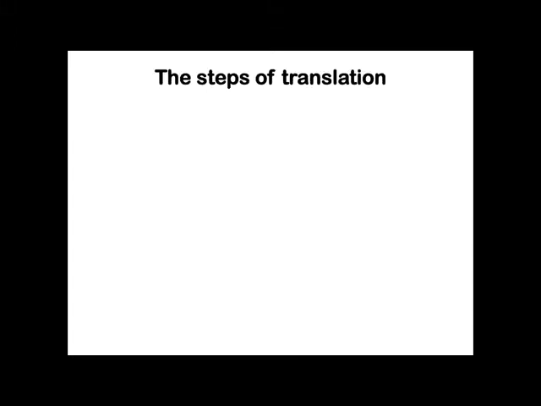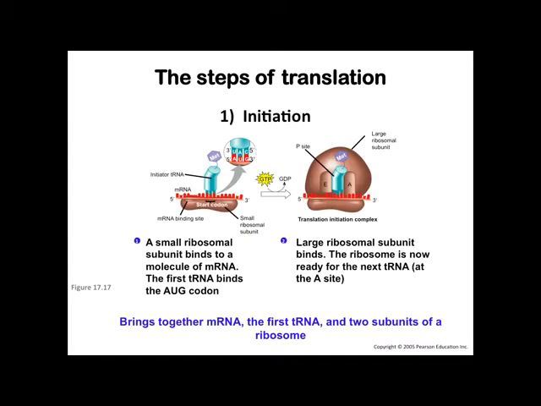So we can break translation up into 3 steps. Just like we were able to break up transcription into 3 steps, we can break translation up into 3 steps. The first step of translation is initiation. When the RNA is transcribed in prokaryotes, that RNA can be translated immediately, because remember, prokaryotes do not have nuclei, so translation can start right away.